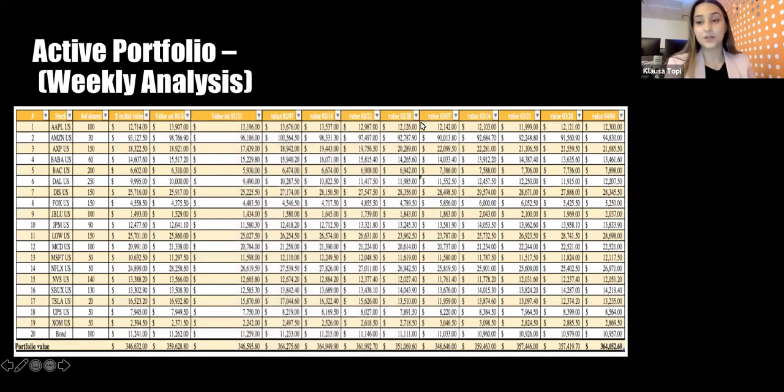Here's the active portfolio weekly analysis. I followed this portfolio every week to see the returns and to help me decide which stock I want to trade, where I should buy, where I should sell, and what other transactions I should do in order to try to maximize the return as much as possible. And at the end, we have the portfolio value throughout the weeks until the week of April 4th.